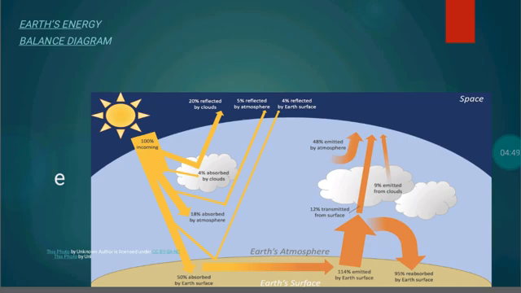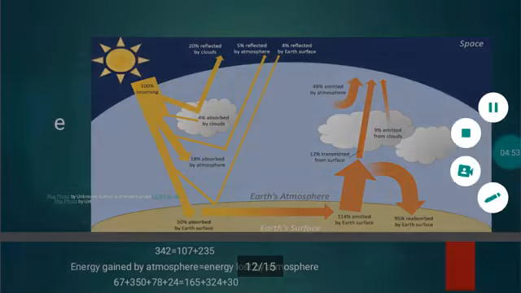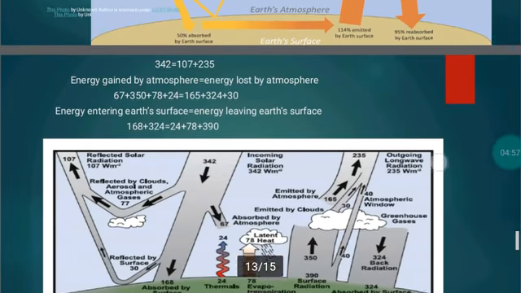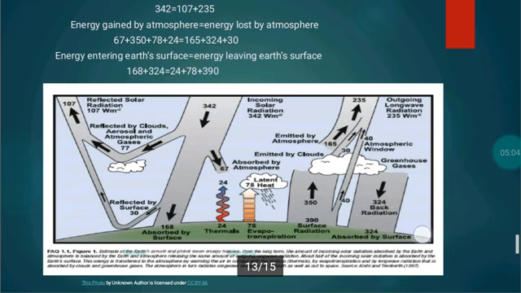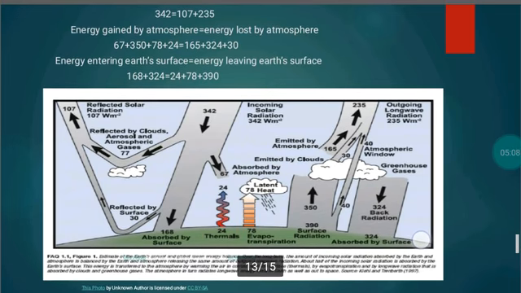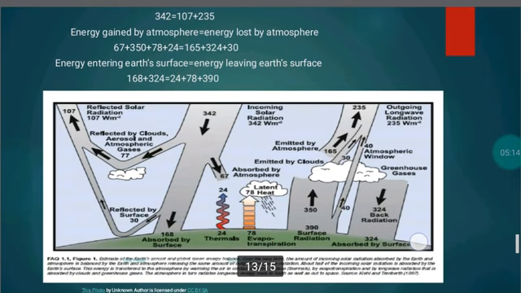We have here the Earth's energy balance diagram. Energy entering the top of the atmosphere is equal to energy leaving the top of the atmosphere. So we have here 342 entering the top of the atmosphere, which is equal to 107 plus 235.